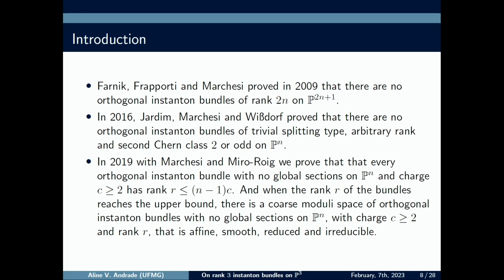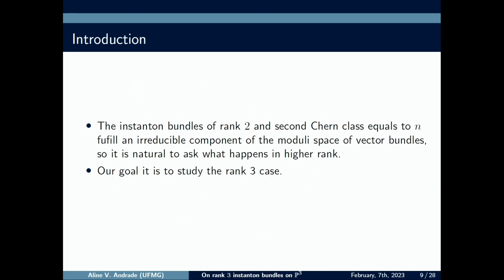But okay, we saw a little bit about the instantons on P3, and so the case for rank 2 is closed. The results that I showed until now talk about higher rank of these bundles, but as you can see, always for rank greater than or equal to 4. So one case is missing, and this is the one that we're going to talk about now, which is the rank 3 case. But why are we going to do that? Because the instanton bundles of rank 2 and second Chern class equal to n fill irreducible components of the moduli space of vector bundles. So studying instanton bundles helps us to understand a little bit more about the geometry of the moduli space of vector bundles. Okay?